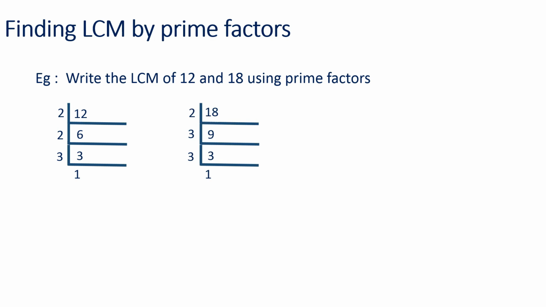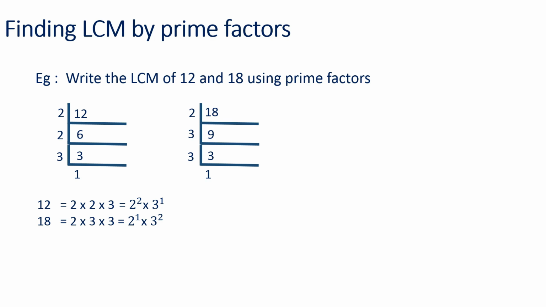Then we write each number as a product of prime factors. Now 12 can be written as 2 into 2 into 3, and that is equal to 2 to the power 2 into 3 to the power 1. The speciality in finding the LCM using prime factors is that we have to write the products of prime factors as a power of product like this. That means the prime factors must be written as powers. And then 18 also can be written just like this, 2 into 3 into 3, that is equal to 2 to the power 1 into 3 to the power 2.